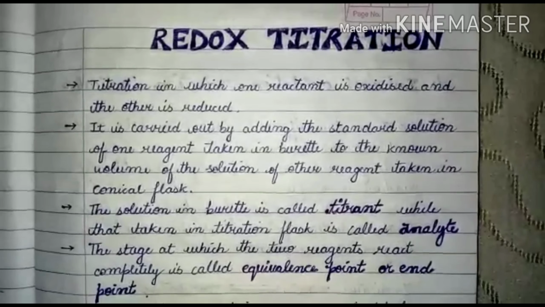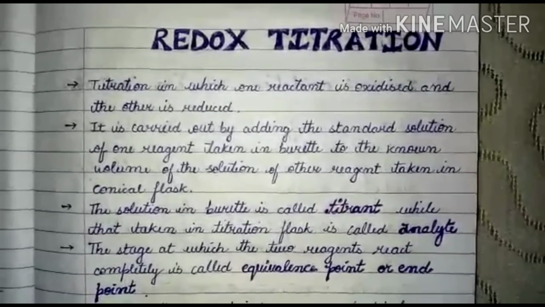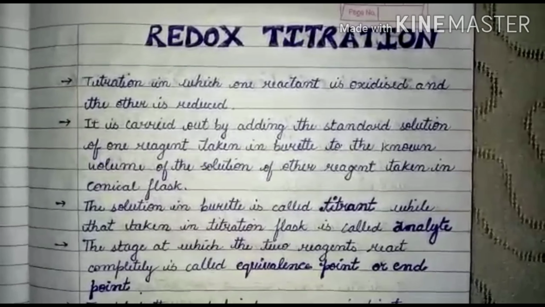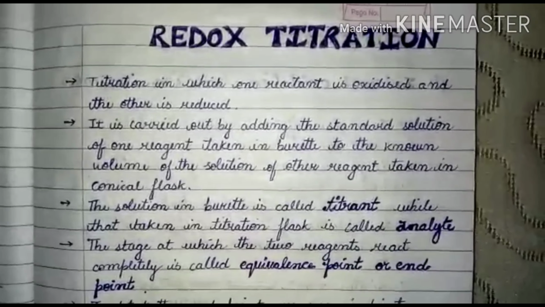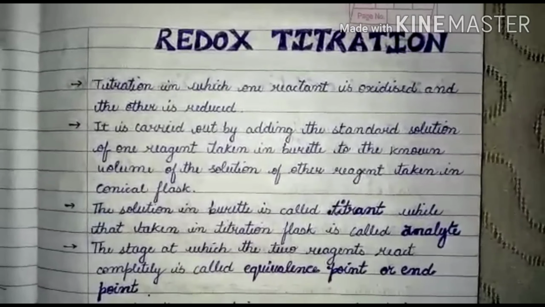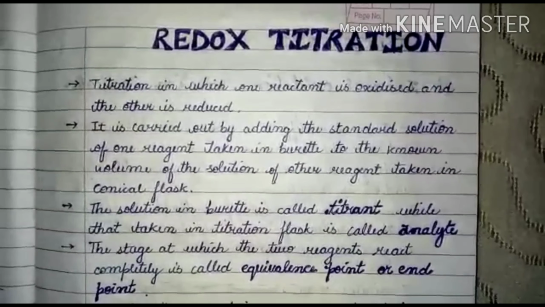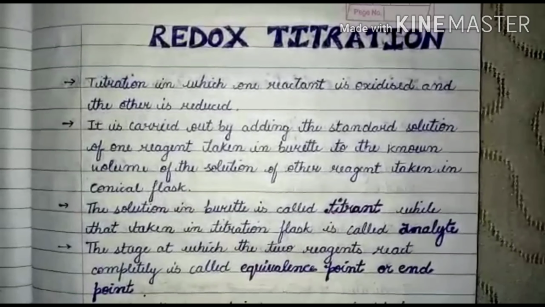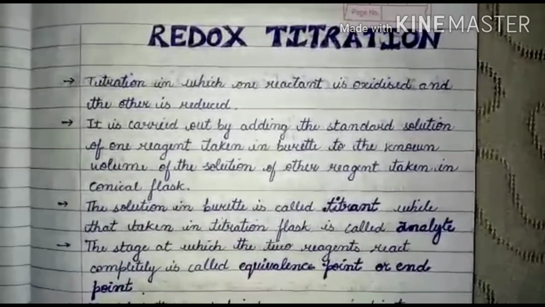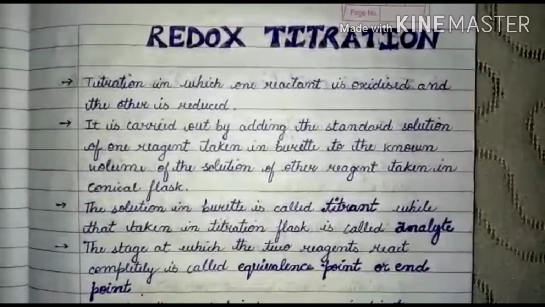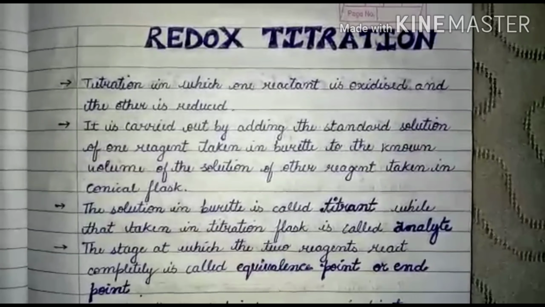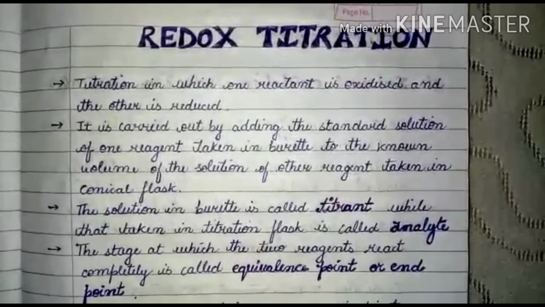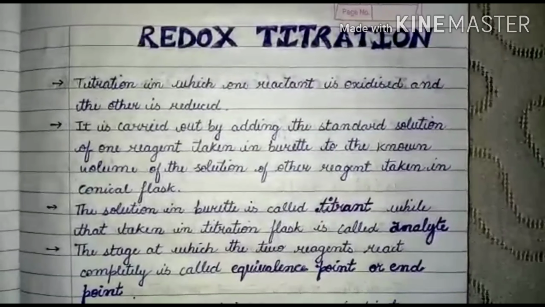And you know very well that titration is a volumetric analysis in which we calculate the concentration of an unknown compound or solution by using a known compound or substance. Okay, so basically redox titration is a titration in which one reactant is getting oxidized and the other one is getting reduced. So we will calculate the concentration of the unknown solution with the help of the redox reaction occurring between the two reactants.